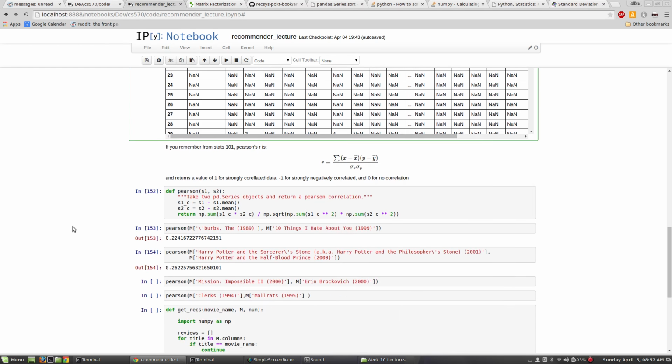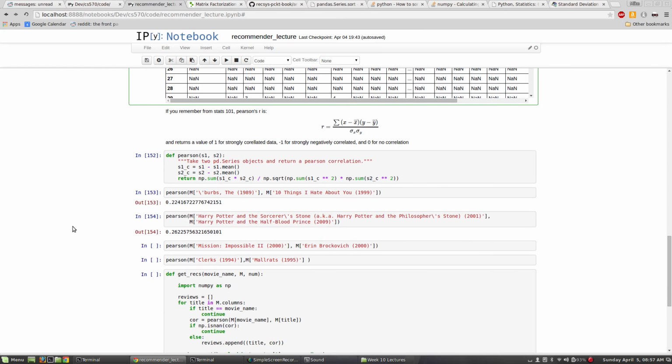Now, I'm not going to use any fancy machine learning here. What I'm going to do instead is use Pearson's r. If you remember back from Stats 101, Pearson's r is pretty simple to calculate. I'm going to take each x value and subtract the mean, each y value and subtract the mean, and x and y here are just two different variables, so you can think of them as two different movies in our use case. Then I multiply them, and divide by the standard deviation of x multiplied by the standard deviation of y.